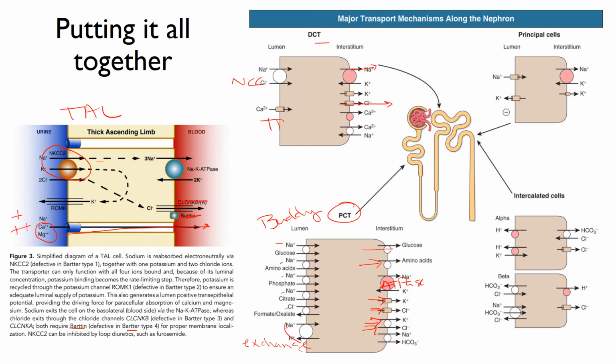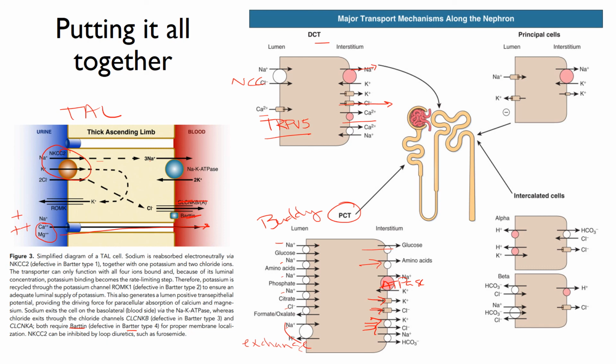So this is TRPV5, which allows for calcium to get reabsorbed. Calcium gets reabsorbed and then moves out of the cell using a couple of different ways, but the main thing I really want you to know is the TRPV5 part.